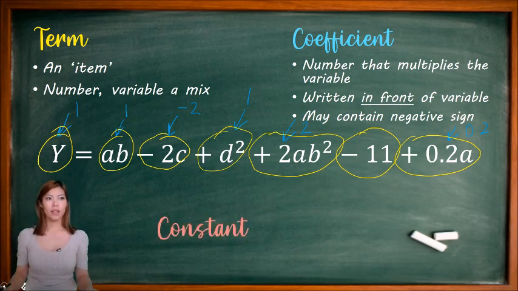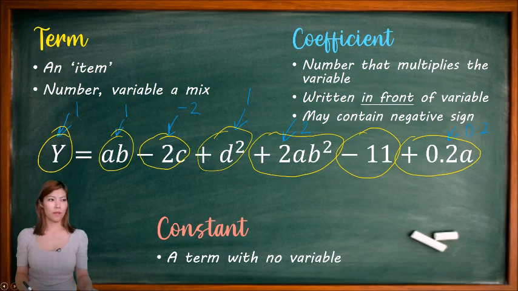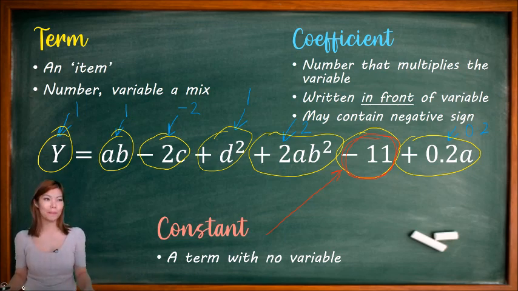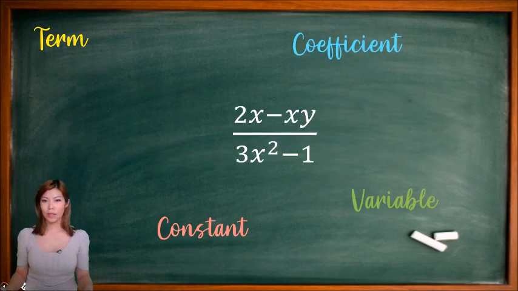Constant. Constants are the terms with no variable. So we have one constant over here, which is negative 11. So it's a number that doesn't change, whereas a coefficient multiplies with the variable and changes. So constant, a number that doesn't change and stays constant. So let's recall these 4 words and let's try and look at this equation.